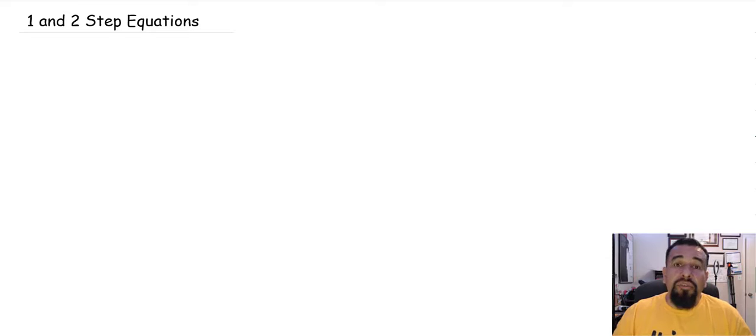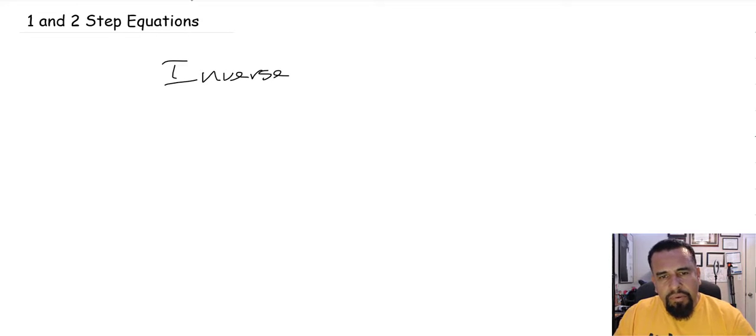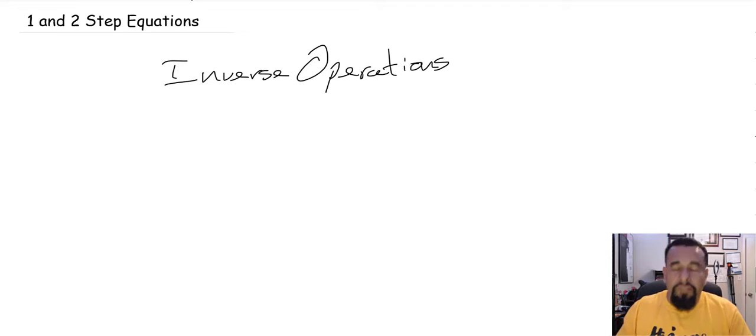We've got one and two step equations. Before I get into it, what I want to show you is a rule you're going to need to know. It's called inverse operations. Basically, all of algebra is using inverse operations, so you have to learn this.